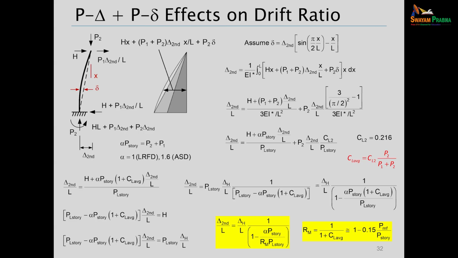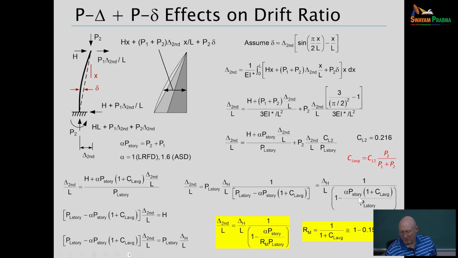And we carry everything through, you get this form on the right down here. We have an alpha P story times a 1 plus a CL average over the columns in the story, in the numerator here of that term inside the denominator.